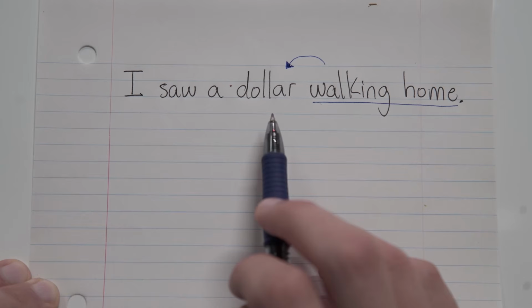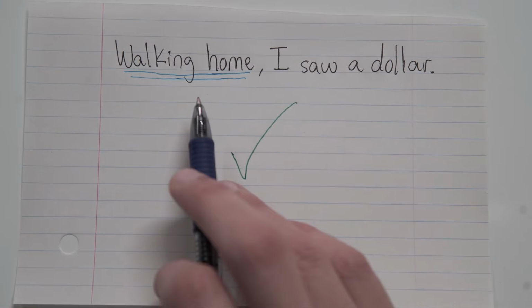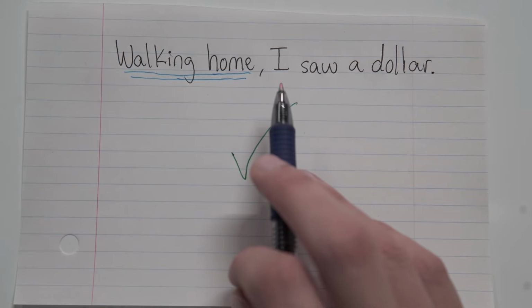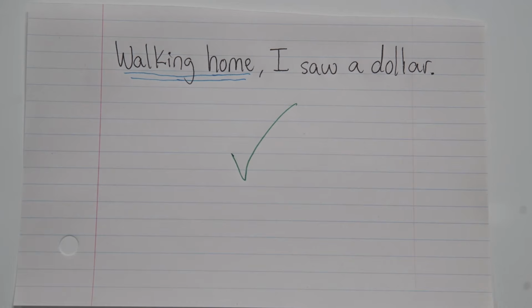So how do we fix it? Where do we put that modifier so the sentence actually makes sense? Think about it for a second. Should have said right here. Walking home, I saw $1. Now the modifier refers to the word I, meaning that I was the one walking home, which actually makes sense.